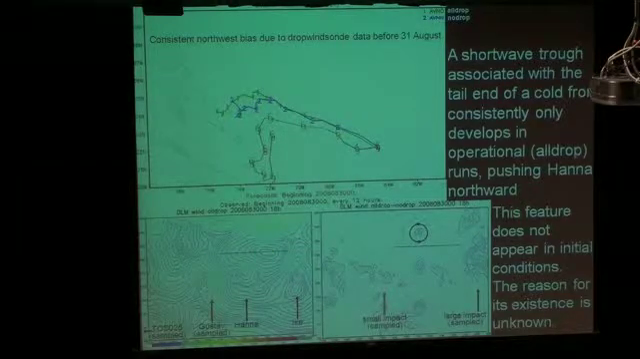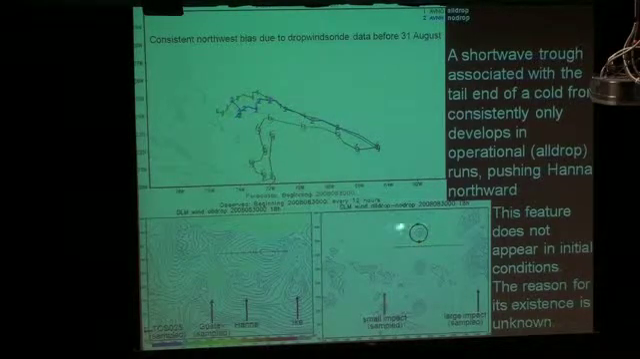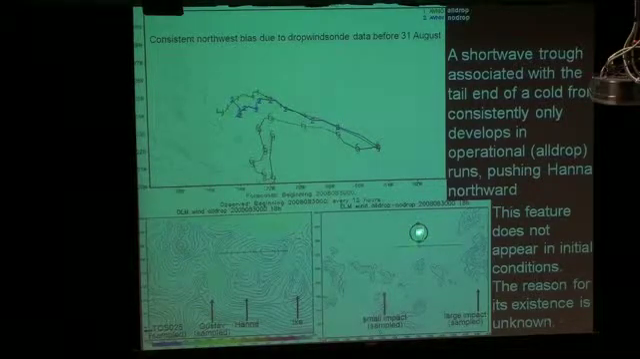And what happened forecast after forecast during this early period before we sampled around Hannah was that this anomalous cyclonic circulation developed off the U.S. East Coast.